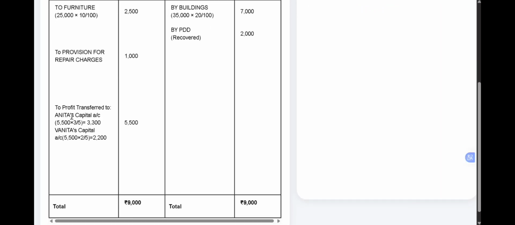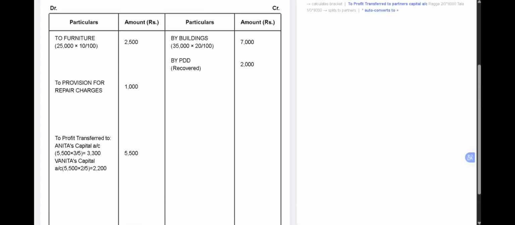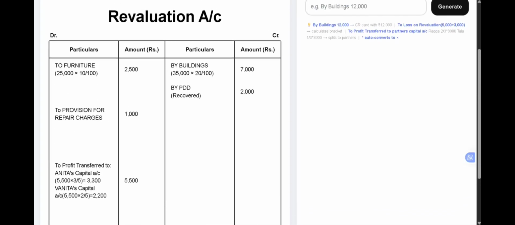Now this 5,500 should be distributed to Anita and Vanita in their old profit sharing ratio. So 5,500 into 3 by 5 will be 3,300 for Anita, and 5,500 into 2 by 5 will be 2,200 for Vanita. So this is the revaluation profit which should be transferred to the partners' capital account. So this is the revaluation account.